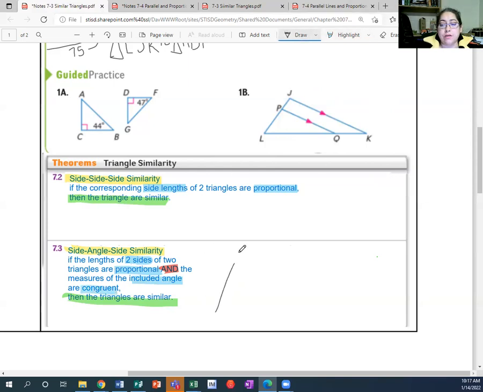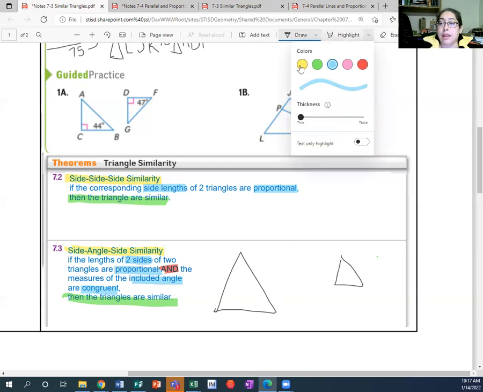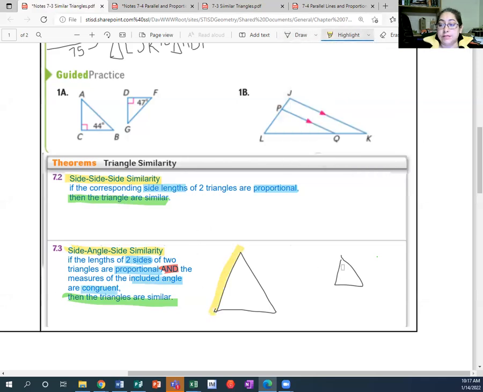What does included angle mean again? All right, if I've got some triangles here, so here are my two triangles. If I'm looking at these two sides, we're going to say these two sides are the corresponding sides. And these two sides are also corresponding. Then the included angle is the angle that gets created when those two sides crash into each other. So these two yellow sides in a fraction that is equal to these two green sides in a fraction, and the measure of the angles in between those two sides being equal.